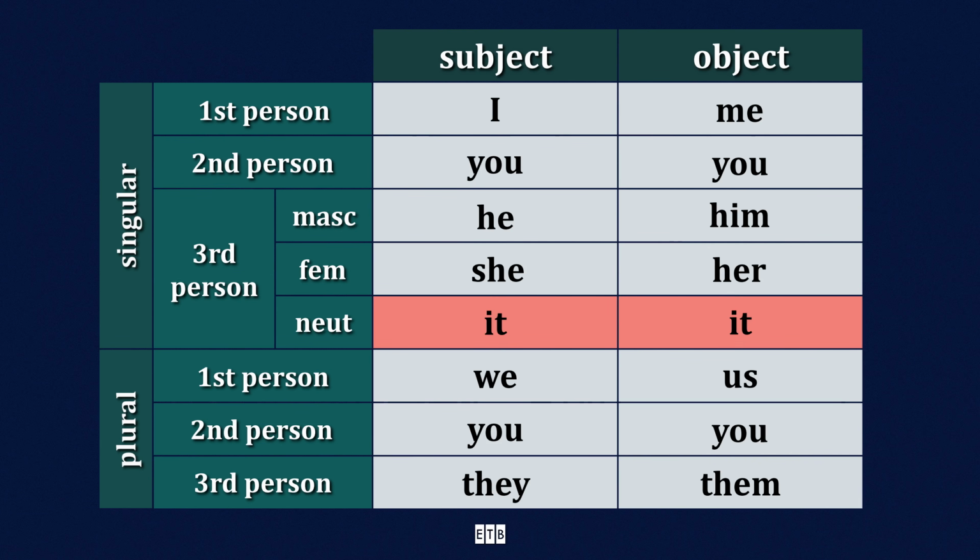The pronoun it is used for animals, objects or things, not people. For example, it is raining. Where is my book? It is on the table.